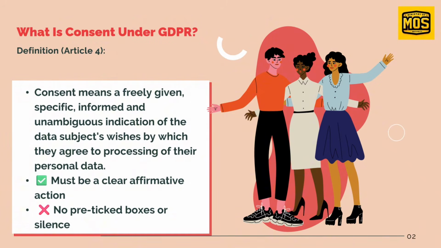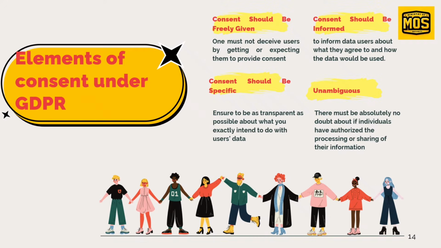Now, before we delve into the conditions for consent, it is crucial to first understand the definition of consent. The definition of consent is provided by GDPR under Article 4. Let's go over the 4 most important elements given under Article 4 that explain consent.